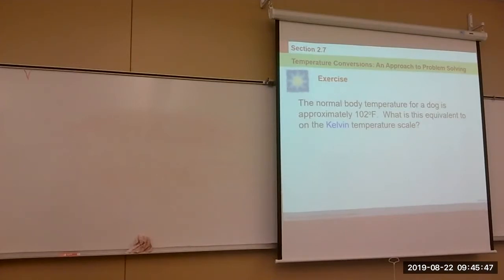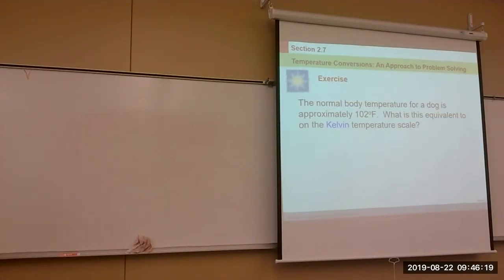All right. So maybe the dog is 102. I don't see the vet panicking if they get 103. But 102 is supposedly normal. So what's the equivalent to the Kelvin temperature in that scale? What do you need to do? Not yet, because that's Fahrenheit. Oh, that's right. Convert to centigrade. Right. It's a two-step process.